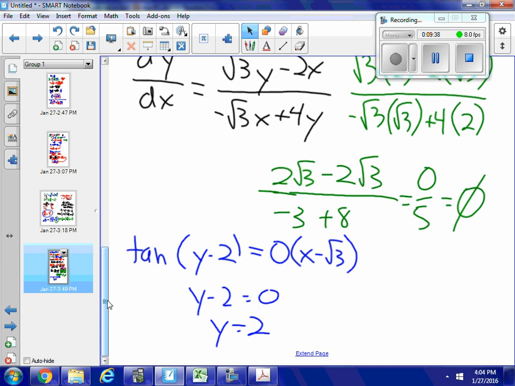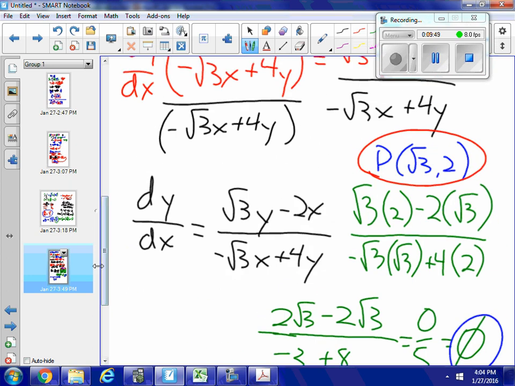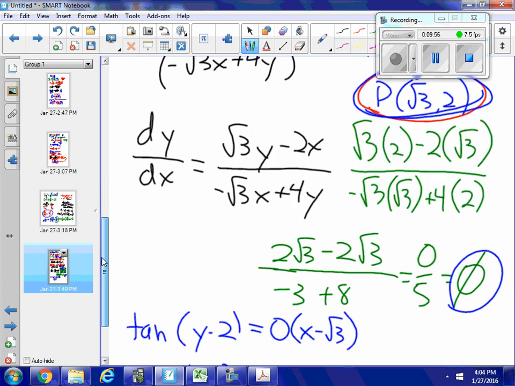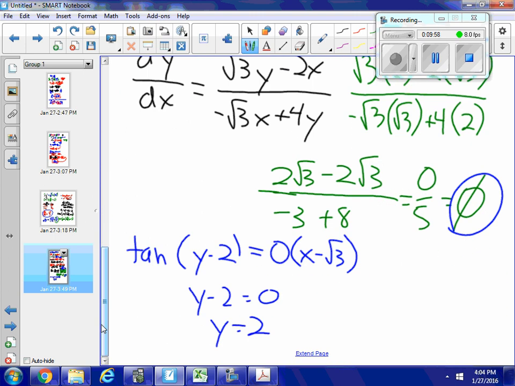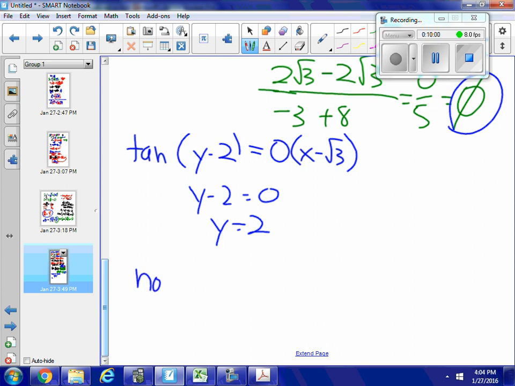If I want to find the normal, I can't take the reciprocal of 0 for my slope, but what that means is I have a horizontal tangent line going through this point right here. So the normal has to go through the x value radical 3. The normal line will have the equation x is equal to radical 3. It's a perpendicular line, it is vertical.